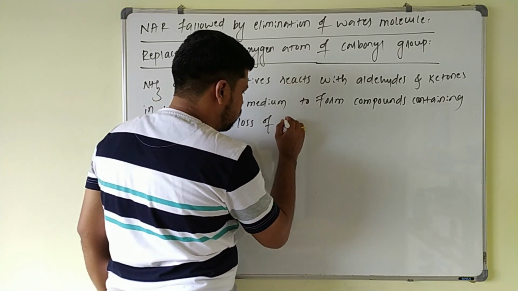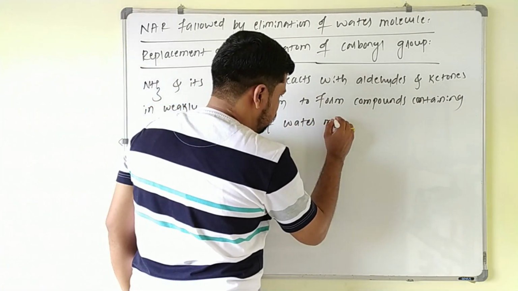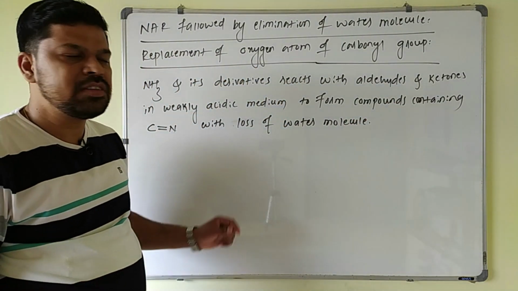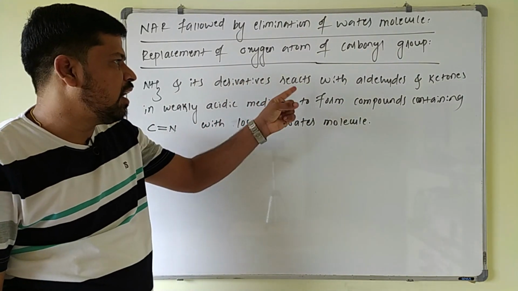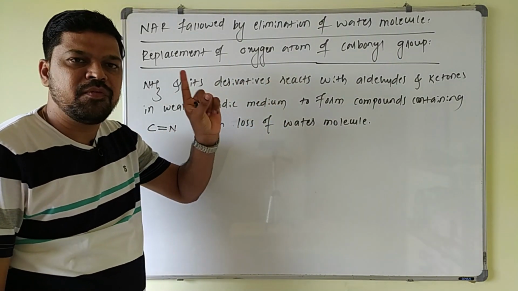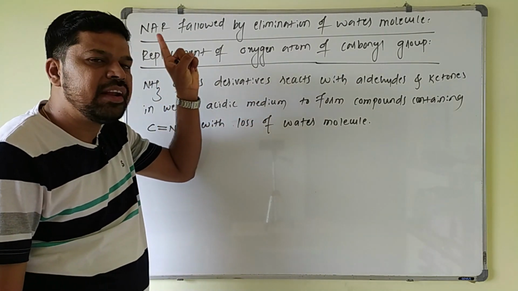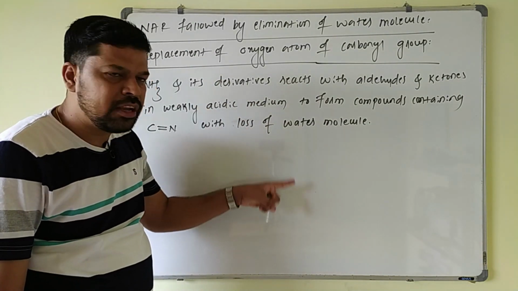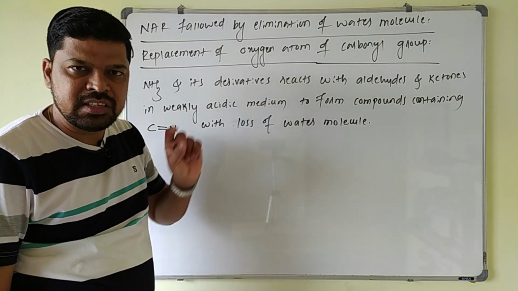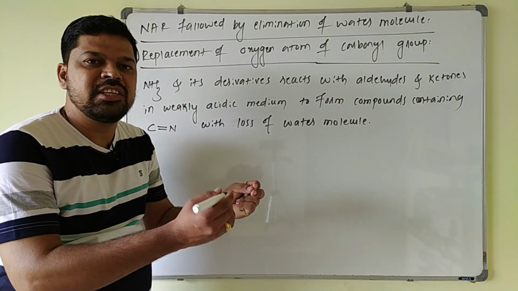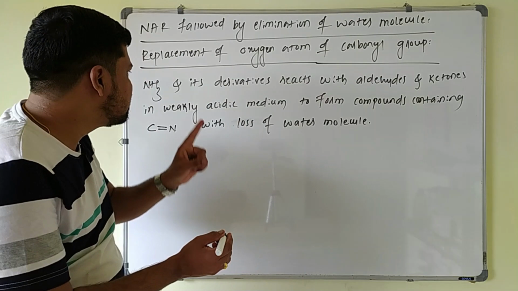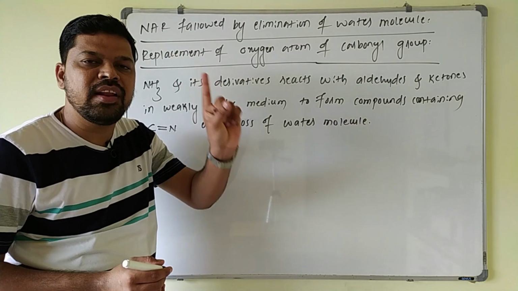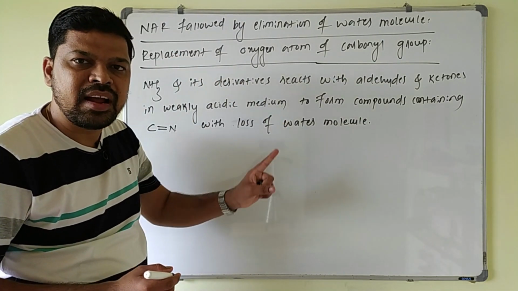In this type of reaction, what happens? Ammonia and its derivatives, they will react with what? Aldehydes and ketones in weakly acidic medium. First thing you keep in mind, always these ammonia and its derivatives are weak nucleophiles. Here the reaction is carried out in the weak acidic medium, which protonates the carbonyl oxygen. Thereby the positive charge density on the carbonyl carbon is increased. Then these weak nucleophiles can attack the protonated carbonyl carbon.